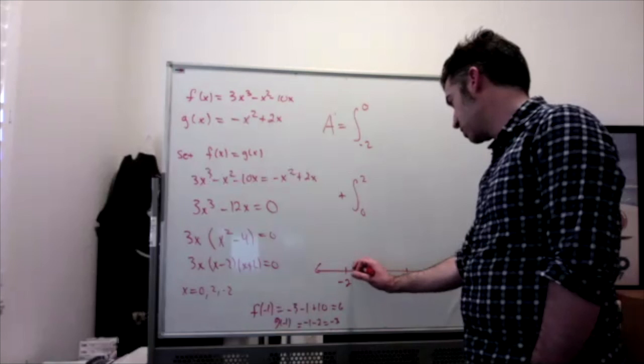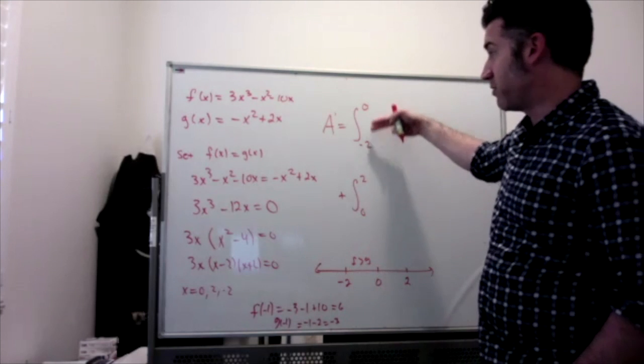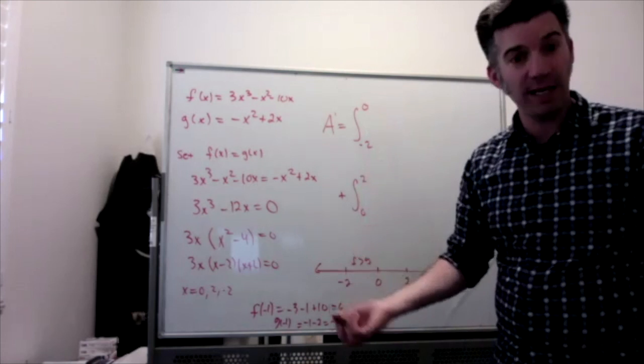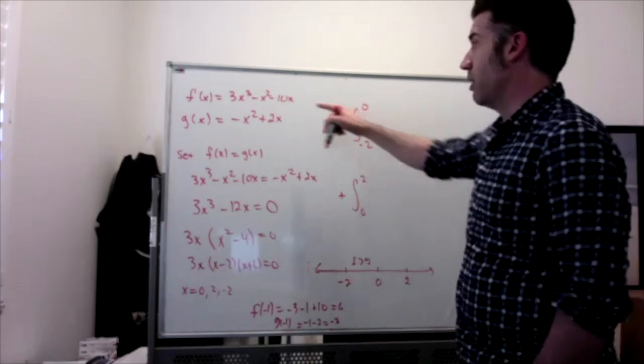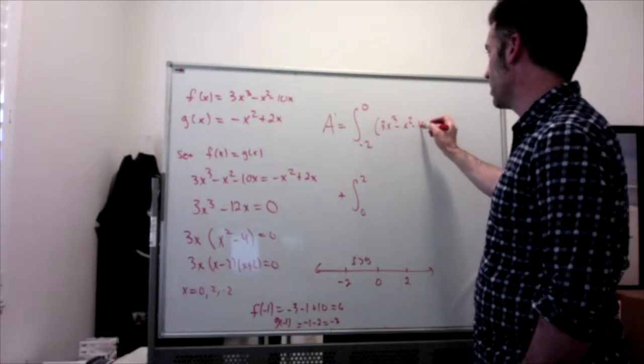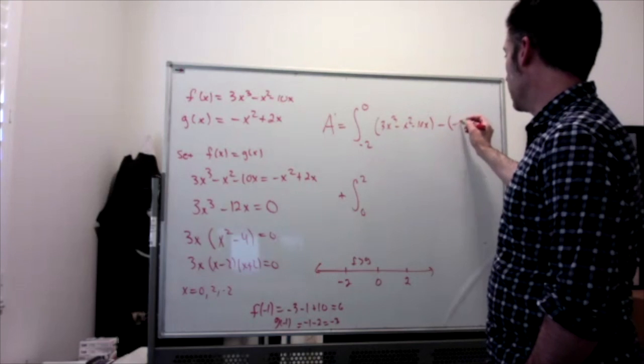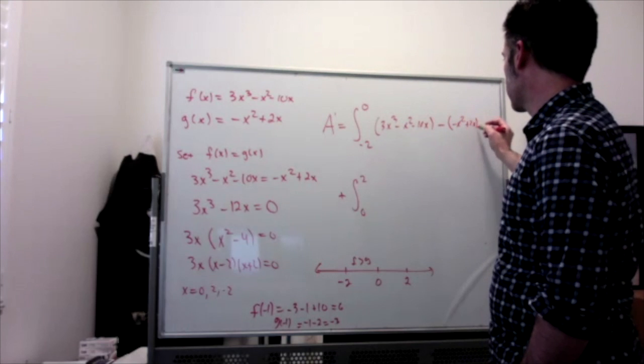So in this region, f is bigger than g, meaning from negative 2 to 0, I need to integrate f minus g. So f being 3x cubed minus x squared minus 10x, minus g being negative x squared plus 2x.